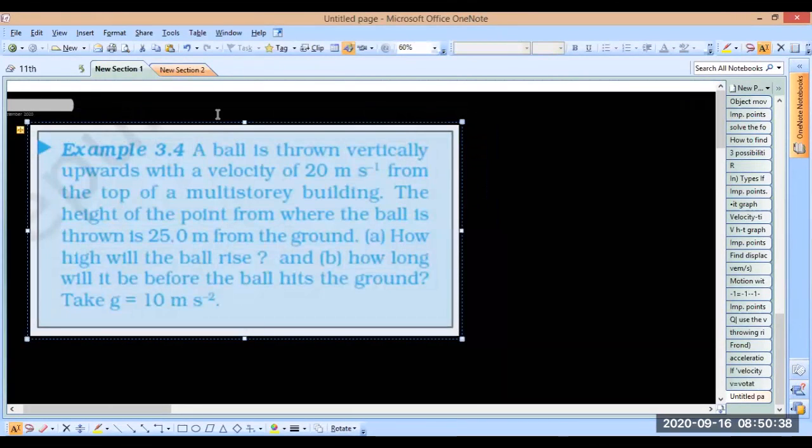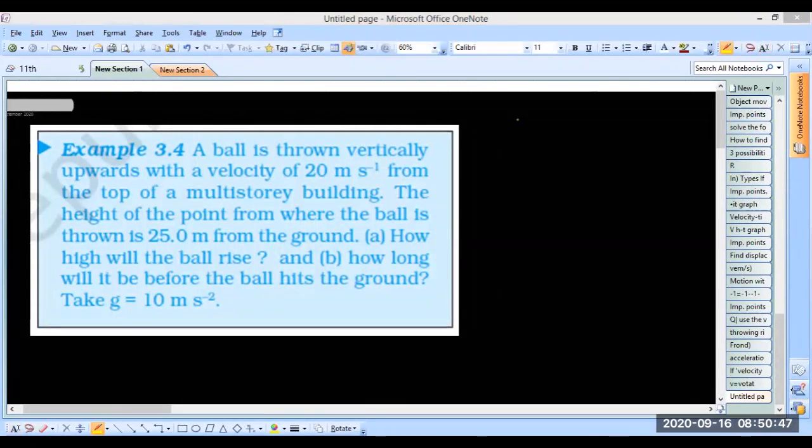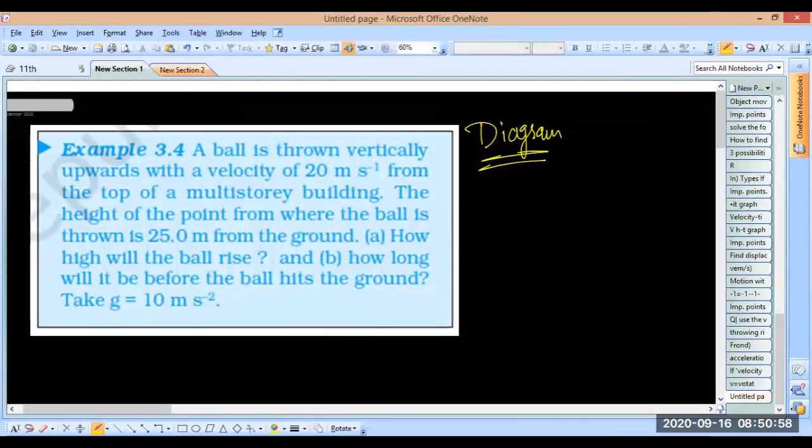Now, this is actually a little bit like the questions that you would have solved in 9th standard. As usual, the diagram is very important. Without a diagram you will not understand anything, right? So let's start drawing it.